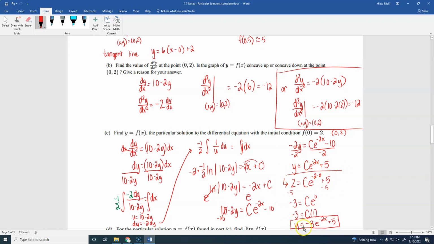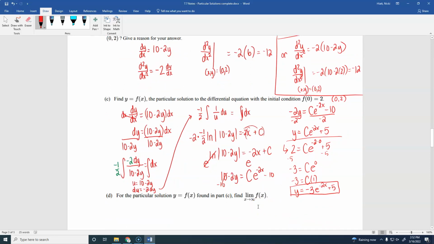And this is the stuff that was new yesterday, plugging that initial condition in. We had done everything up to y equals c e to the negative 2x plus 5 before. The stuff that we started yesterday is using that initial condition. They usually call it that. They could also tell you something like the particular solution passes through the point 0, 2. They may give you that instead.